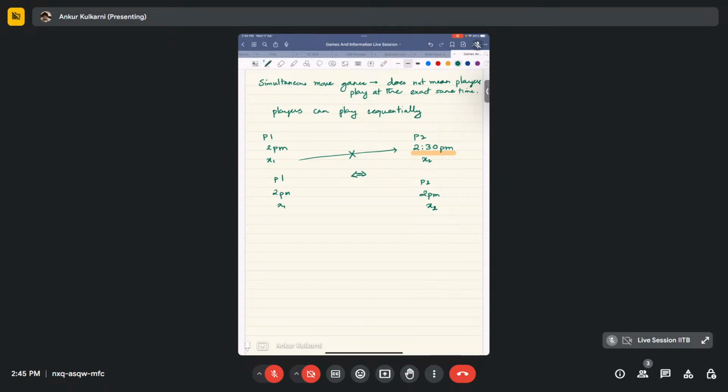So that is why we use the word simultaneous. Simultaneous is not to be taken in the literal sense of simultaneous according to a clock, but rather it is based on the information that is being shared. Information-wise, this is accurate. This is the answer to your question: whether a simultaneous move game requires players to play simultaneously, or can they also play sequentially.